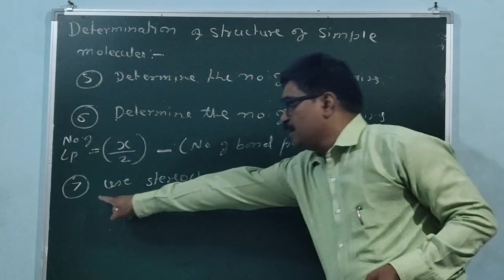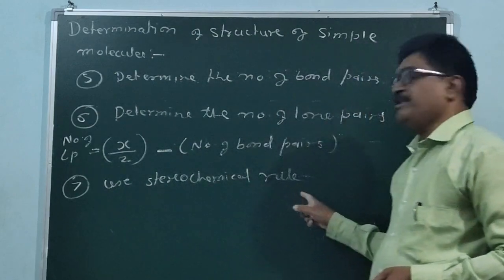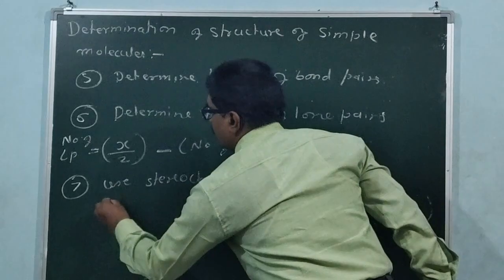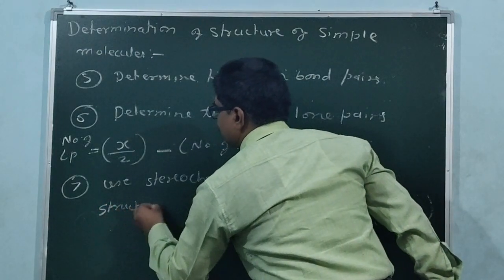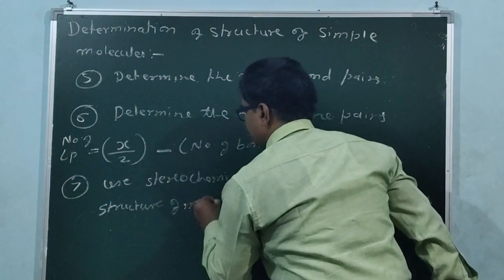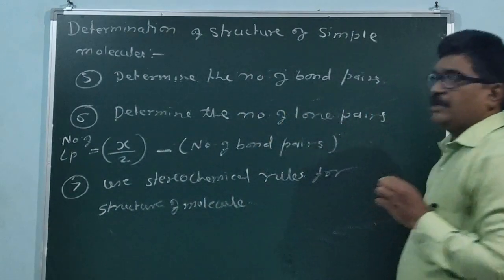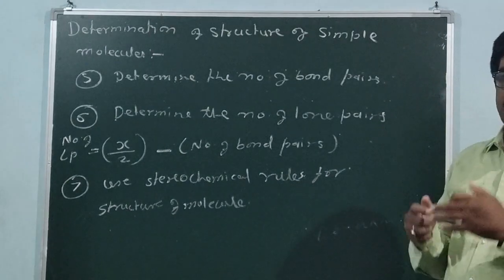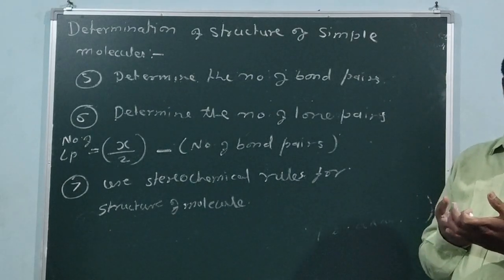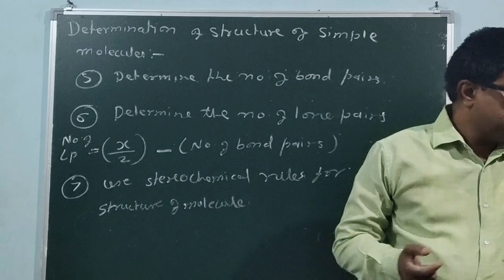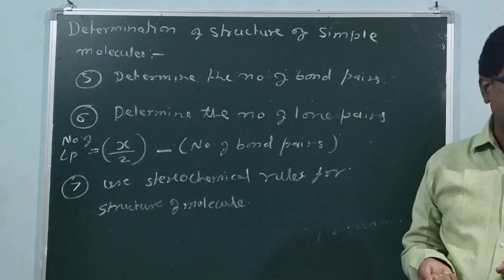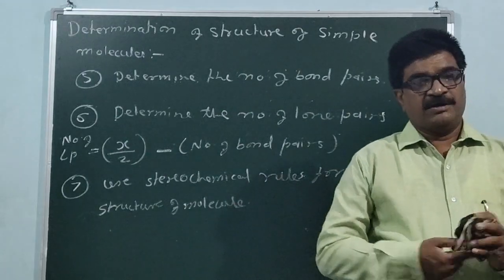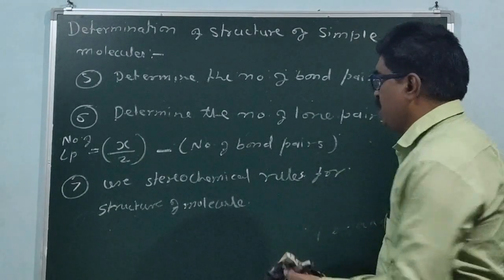The last step is to use the stereochemical rule for the structure of the molecule. Now this is one of the methods that we use to determine the number of bond pairs and number of lone pairs. Now dear friends, we have another method with the help of which one can determine the total number of bond pairs. It's a very easy method. Let's see how.